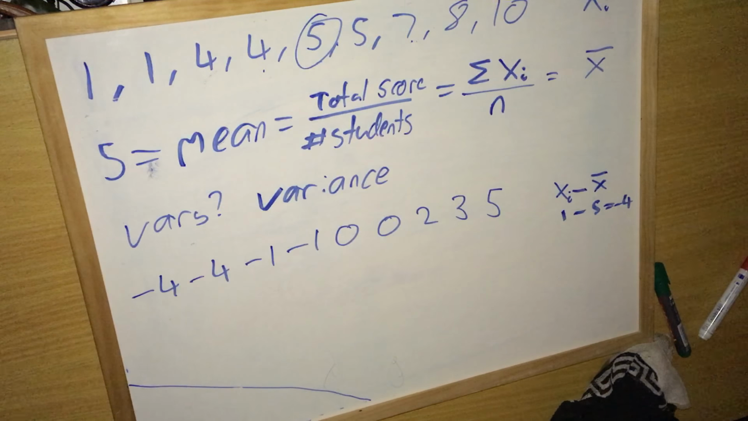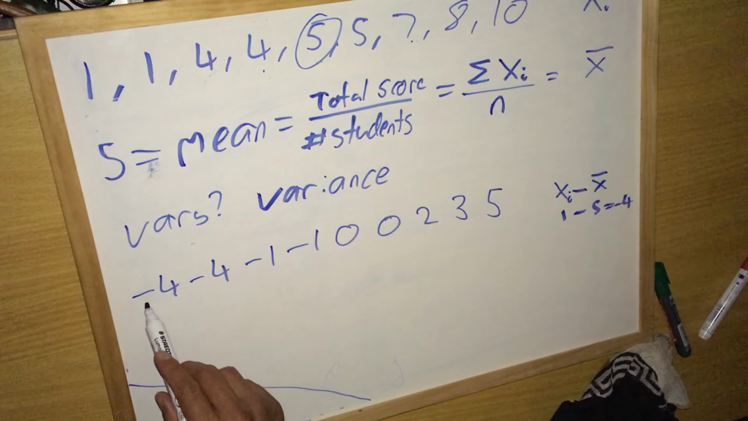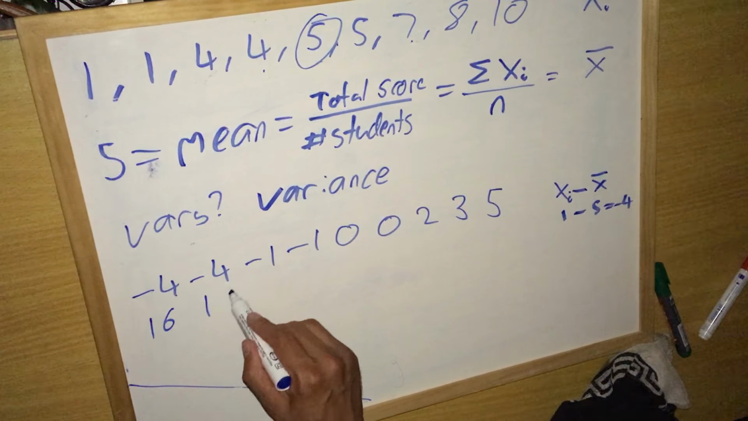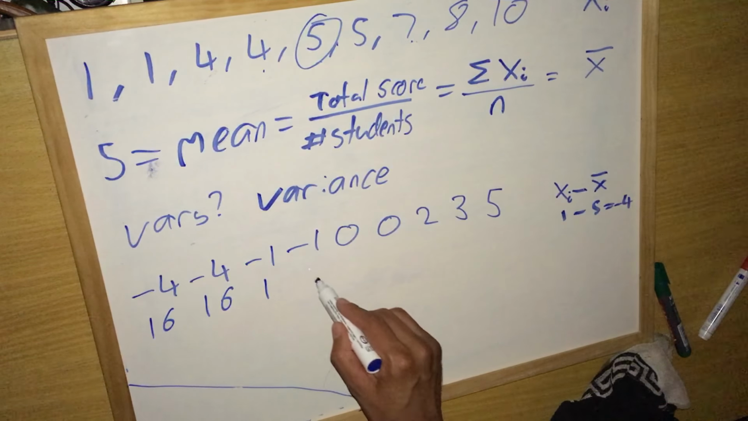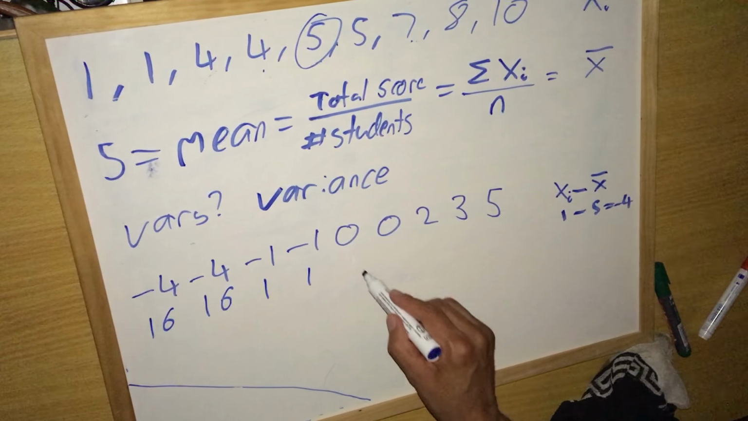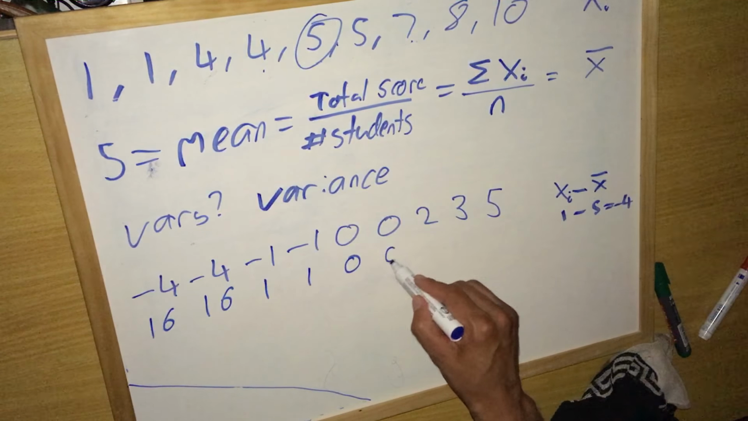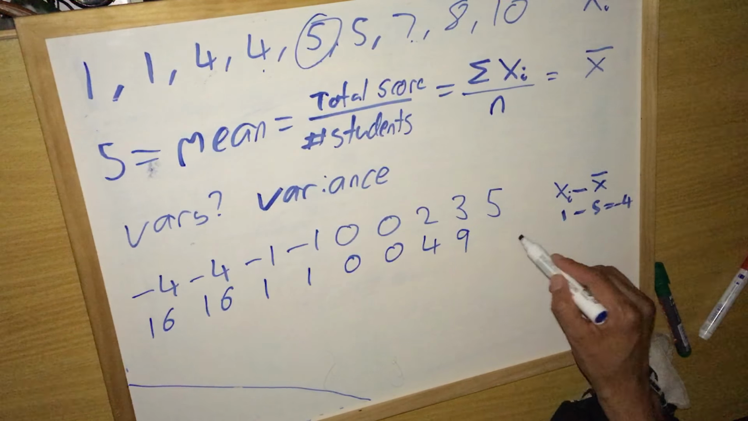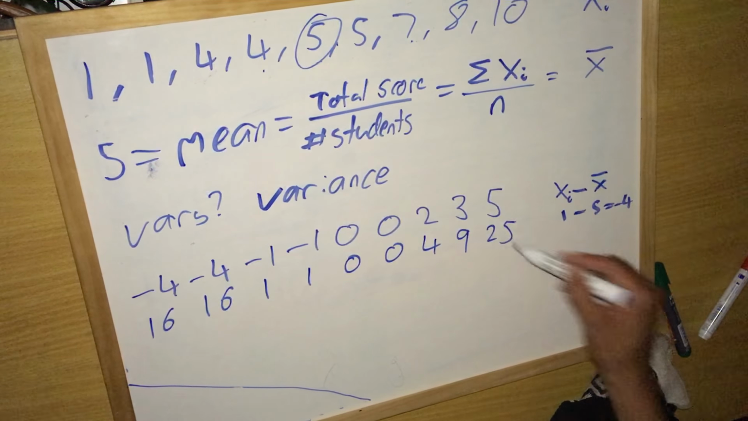So to make all these positive numbers, I'm going to square them. So I'm going to times them by themselves. Minus 4 times minus 4 is positive 16. Positive 16. 1, 1. 0 times 0 is 0. 2 times 2 is 4. 3 times 3 is 9. And 5 times 5 is 25.